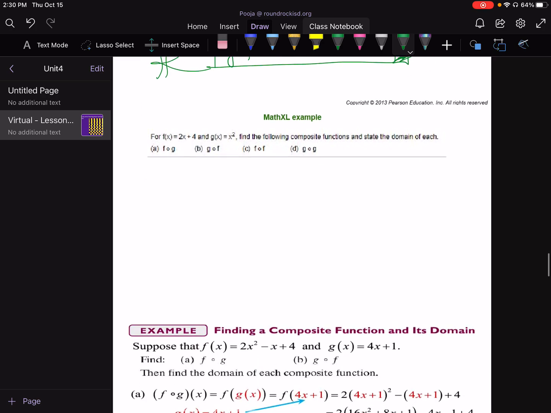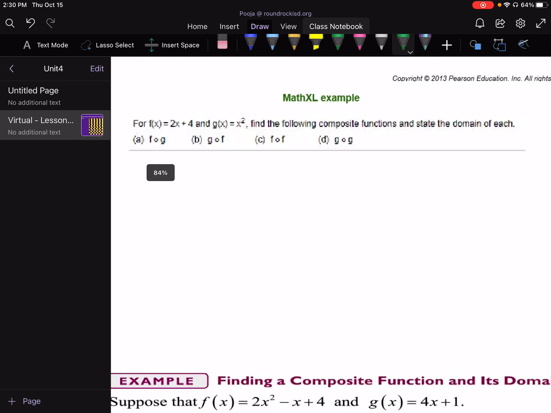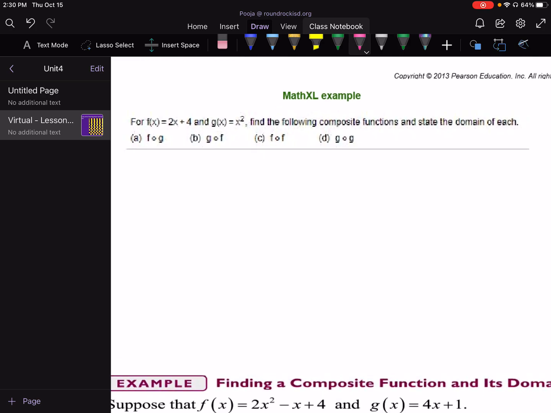However, this one's still quadratic, and it is still polynomial, and the domain is still all real numbers. All right, here is a math Excel problem from the homework. I'll do any one of them. Let's say C. So f composed with f, and there's no x value given, so I literally have to take f. And if you notice for C, g is not even needed.